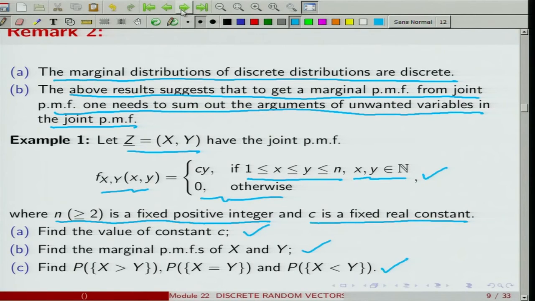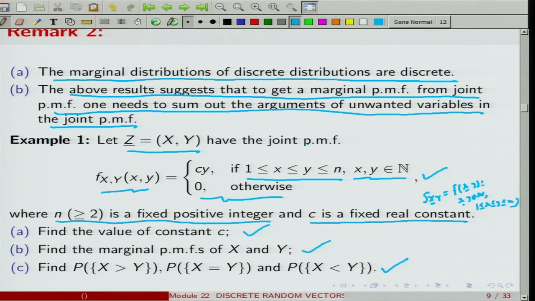To see this, first note that the support of (X, Y) is nothing but the collection of all those (x, y) such that x, y belong to the natural numbers and 1 ≤ x ≤ y ≤ n. So, that is the support of (X, Y).